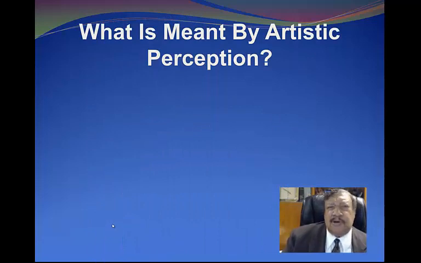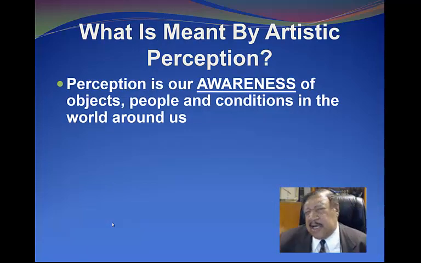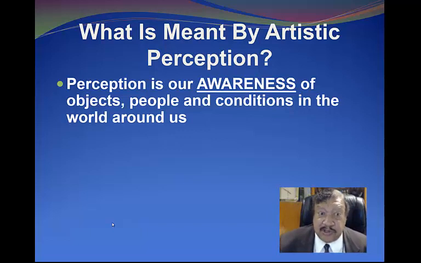So we come to a point in art, and I said that's one of the things we wanted to do in this course: increase your perception. What is your perception? Your perception is our awareness of objects, people, and conditions in the world around us. You can be outside Madison Square Garden there on 42nd Street and 7th Avenue, and when 5 to 5 comes, people want to get to those trains, you could have a heart attack.